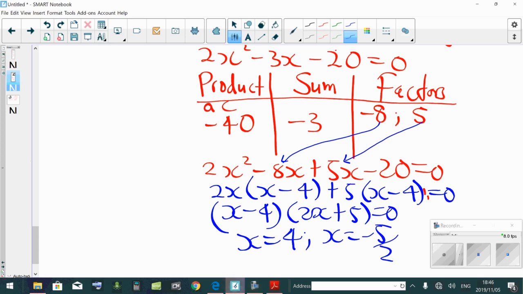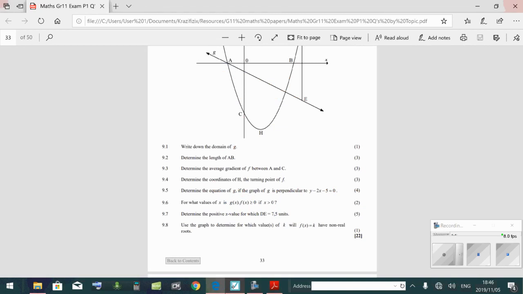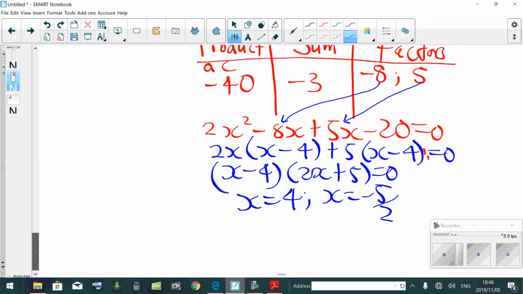Now let's recap on the question. Determine the positive value of x for which DE is 7.5. So we obtain two values of x. Now the question requires the positive value. So we are going to conclude and say therefore x is 4.